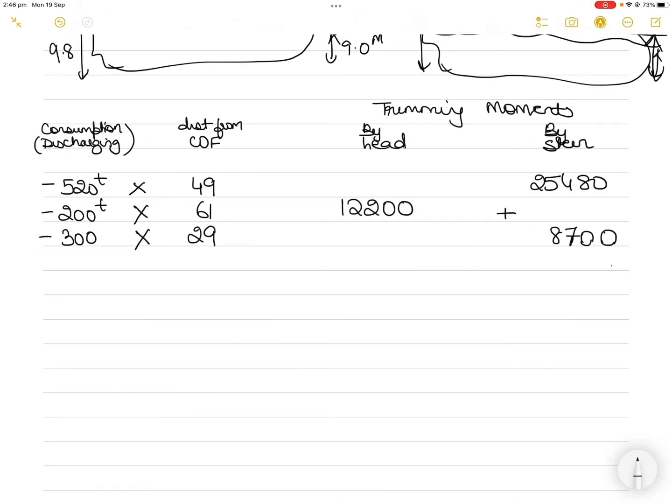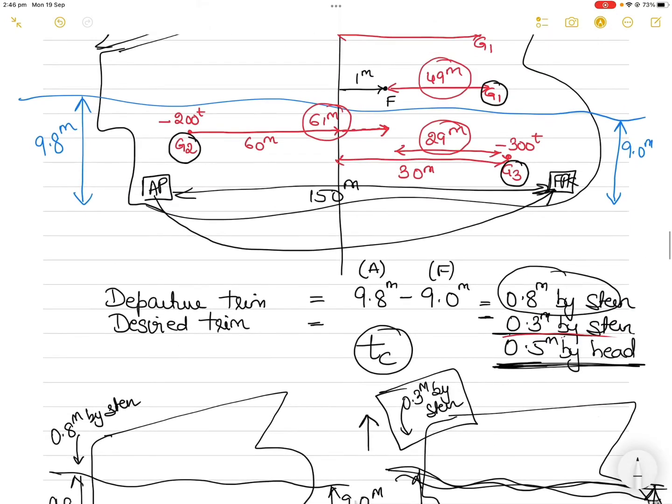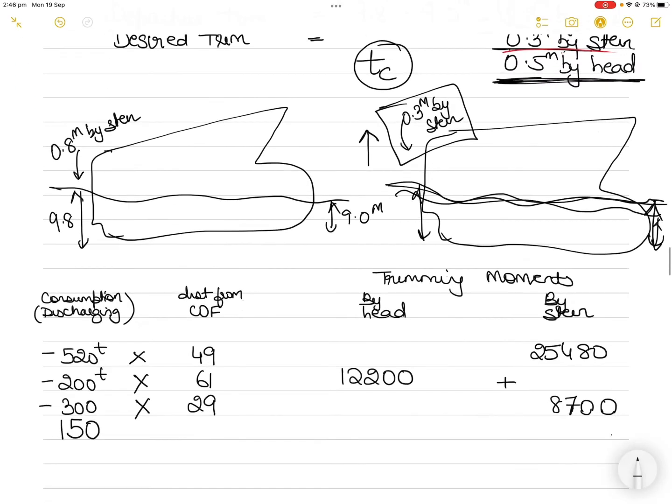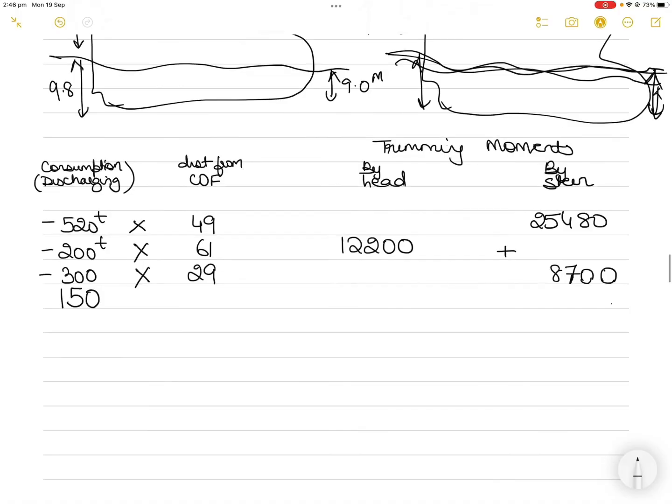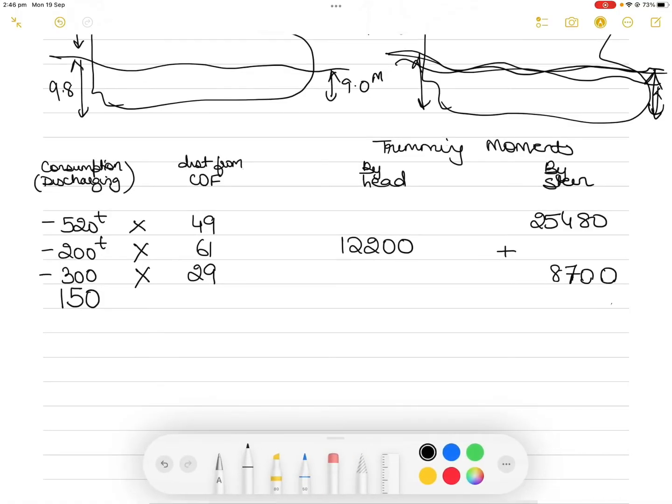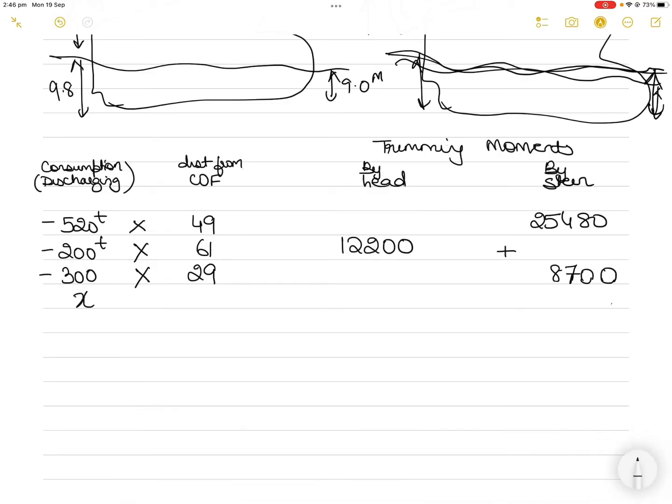So therefore what I'll do is, I have to transfer weight from the aft peak to forward. That will be the direction in which it will be transferred, because if I transfer the weight forward, the forward part becomes heavier, the vessel will go down by head, so the stern will come out of the water, and that way I can get a little bit of moment by head. So 150 is the distance. I don't even know how much weight I have to transfer, so x times 150, which gives me moment by head of 150x.